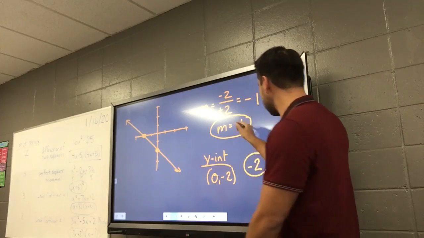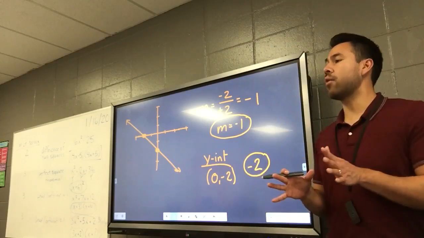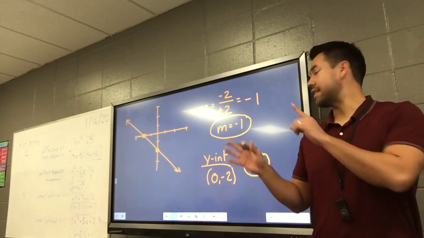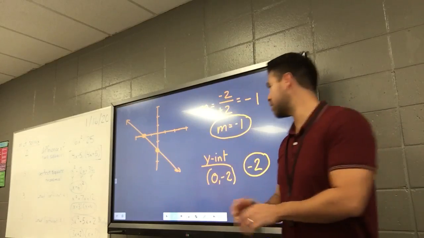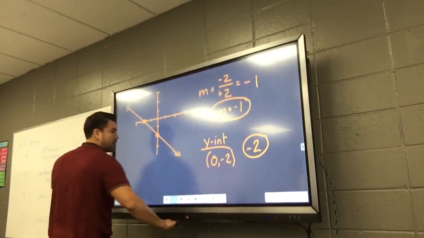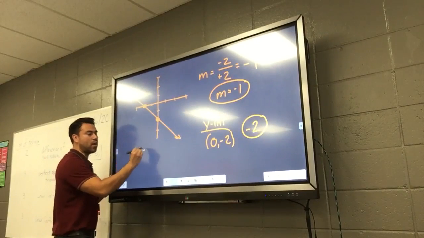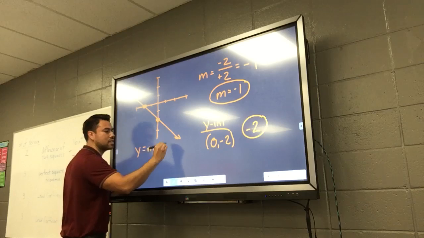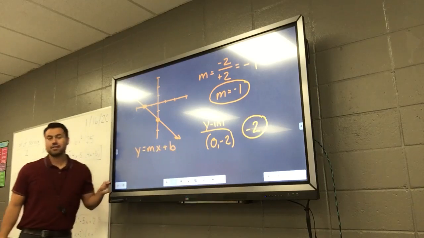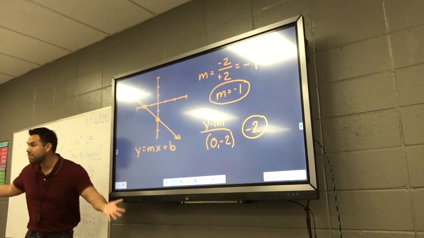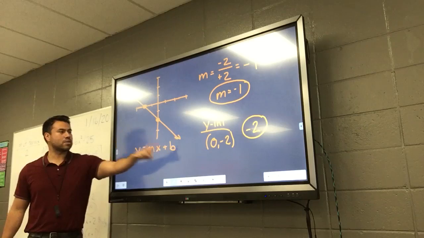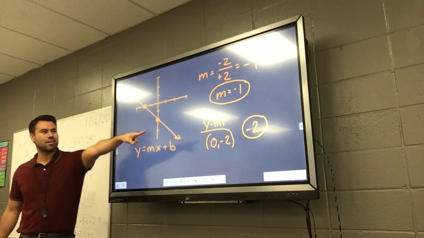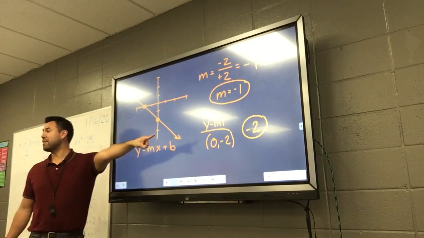All right, so we got those two parts. Now what I want us to do is get this graph's equation in slope-intercept form. Slope-intercept form is y equals mx plus b. So what's m? Negative 1. What's b? Negative 2. Remember, b is your y-intercept.